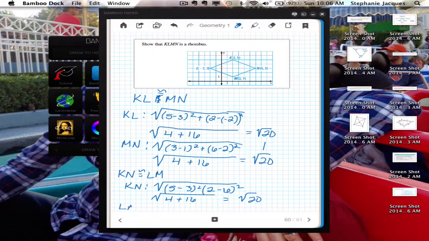And I'm going to do my LM, and that's going to be the square root of 3 minus 1 squared plus negative 2 minus 2 squared. So once again I get a 2 here, which is 4, and then I get a negative 4, which is also 16. So I get the square root of 20 there. So those are all congruent. Therefore I know that it is a rhombus.